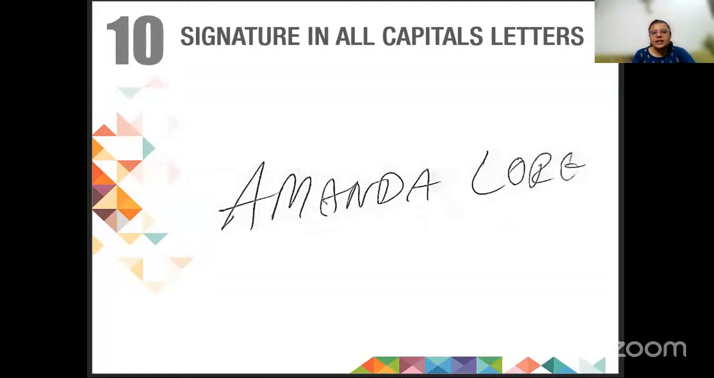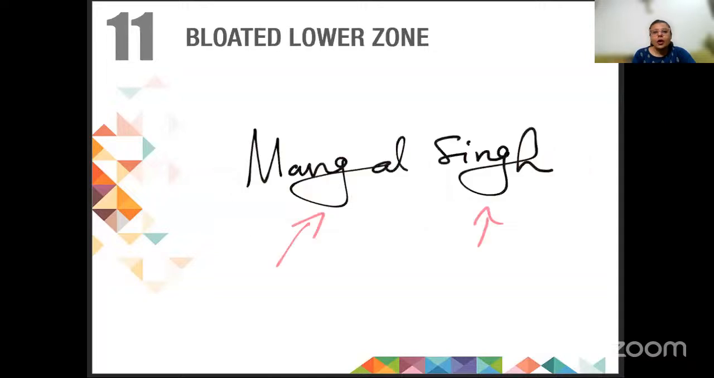Here, the next signature, we call bloated lower zone, where both the G's are written in a boat pattern. You can easily identify a boat coming in the lower zone. So these are called inflated lower loops. In letter Y, you can see G, you can see J, you can see.